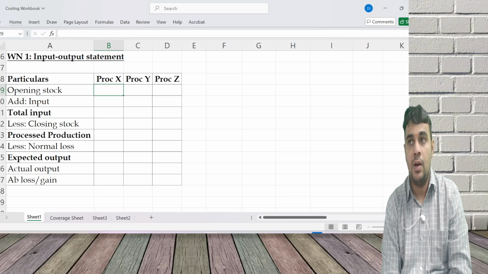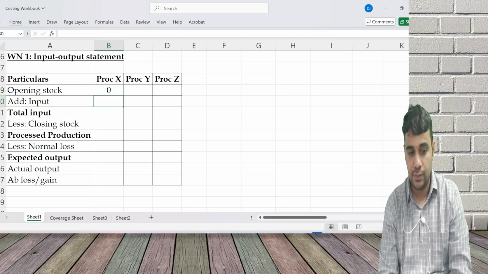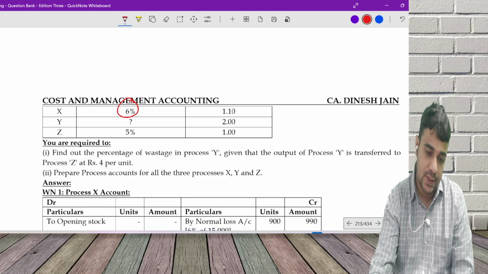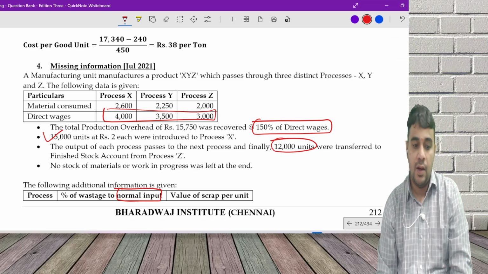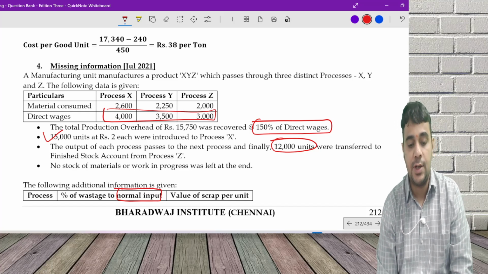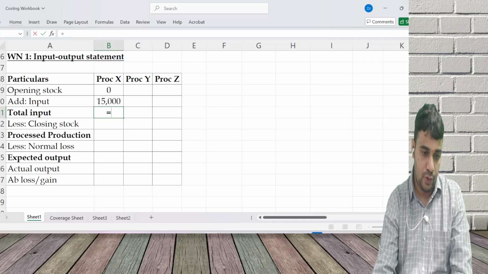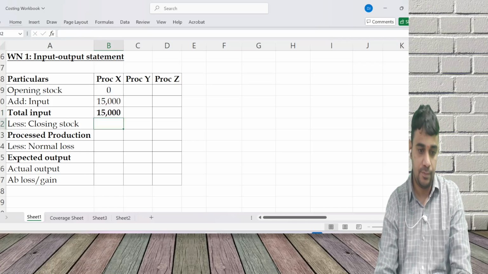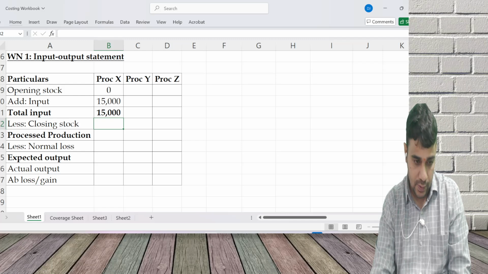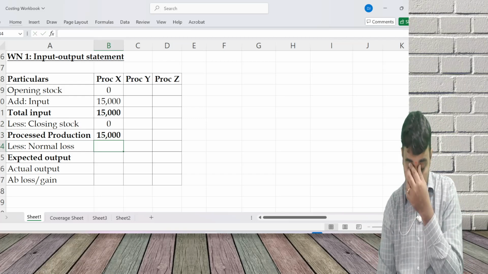Can we start? Opening stock 0. Input of process X is 15,000 at rupees 2. 15,000 at rupees 2 were introduced to process X. Total input 15,000. Closing stock 0. Process production 15,000.